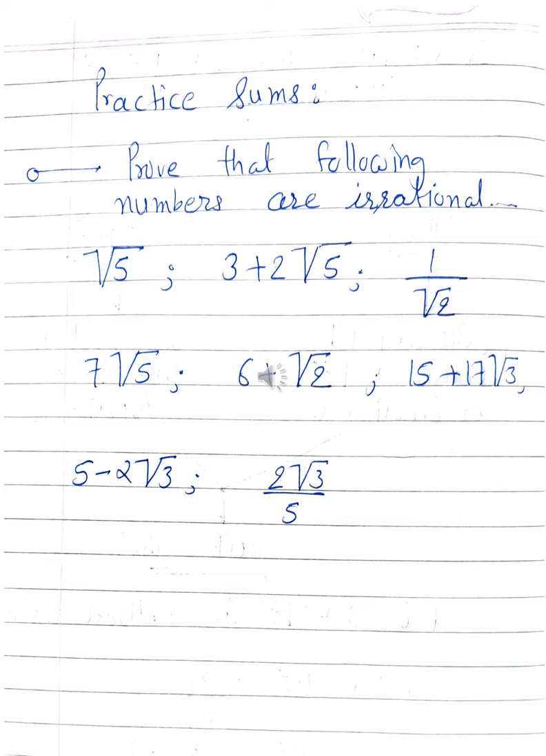Now these are some of the practice sums. After learning how to prove a given number irrational using examples number 1 and 2, and the third example also, and after discussing what to do if the sum is in the 2 marker or the 3 marker segment, you can solve these practice sums. The sums are taken from your textbook and some extra sums are also there.